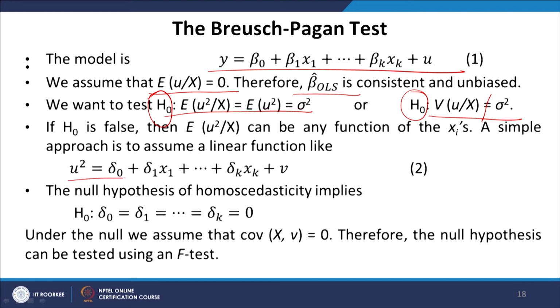So, we assume a linear function between u square and the values of x, right. The null hypothesis of homoscedasticity implies that all these coefficients are going to be 0. So, if all these coefficients are equal to 0, then this implies that u square is not dependent on any of the independent variables, at least linearly. Under the null, we assume that the covariance of x and v is equal to 0. Therefore, the null hypothesis can be tested using an F test.